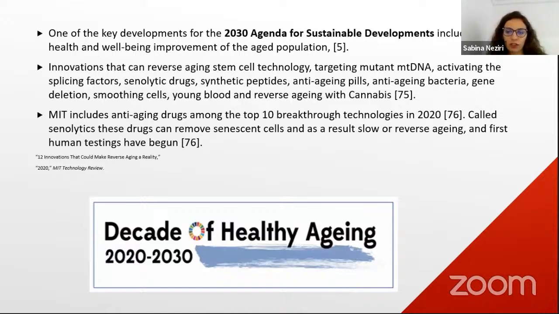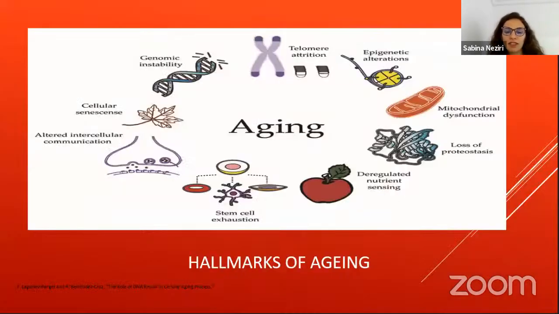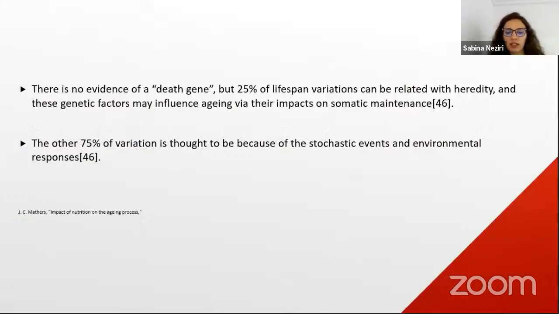The hallmarks of aging: well, let's say that aging affects every part of the cell, from genomic instability to telomere attrition to epigenetic alteration, mitochondrial function, loss of proteostasis, deregulated nutrient sensing, stem cell exhaustion, cellular senescence, and altered intercellular communication. But still, there is no particular death gene. There is not a single gene that is responsible for death or our lifespan.